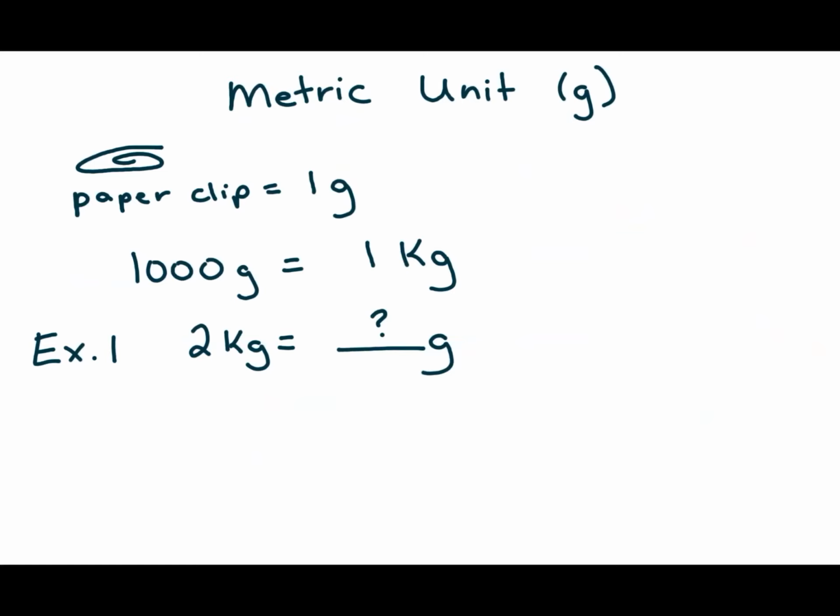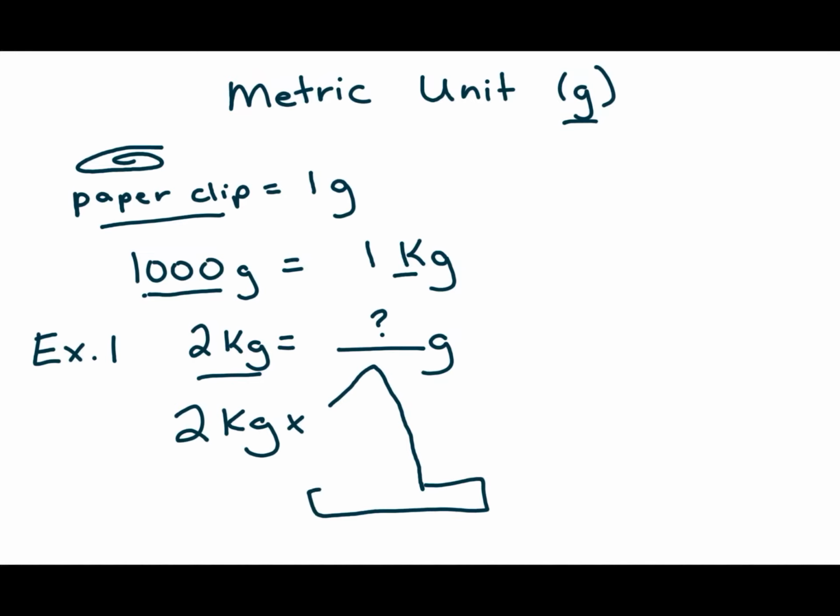Metric units of mass are measured in grams. A paper clip is about 1 gram, and 1,000 grams make up 1 kilogram. So our first example says 2 kilograms is equal to how many grams? Well, remember how we set this up using unit conversions. I'm just going to multiply 2 kilograms times 1. I'm making a giant 1 because my 1 is going to be composed of a fraction.